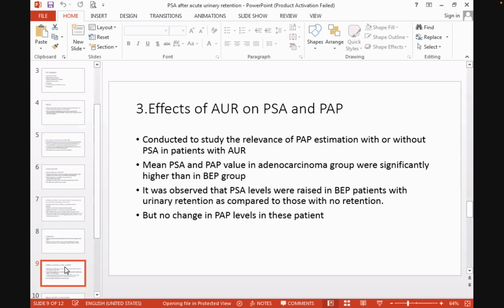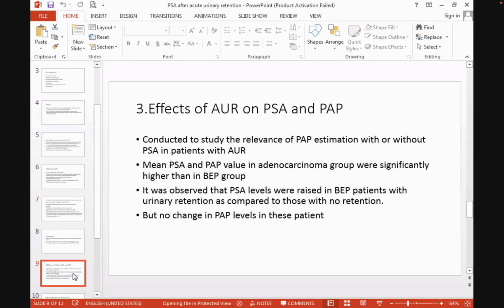Next slide. There's one more study of the effect of acute urinary retention on PSA and prostatic acid phosphatase. It was published in IJU in 2005, done by Dr. Chawla. He conducted this study to study the relevance of PAP estimation with or without PSA in patients with acute urinary retention. Mean PSA and PAP values in the adenocarcinoma group were significantly higher than in the BPH group. It was observed that the PSA level was raised in the BPH group with urinary retention as compared to those with no urinary retention. But there was no change in the PAP level in BPH patients.